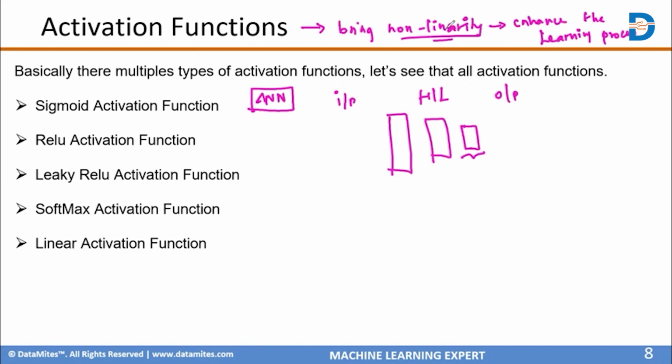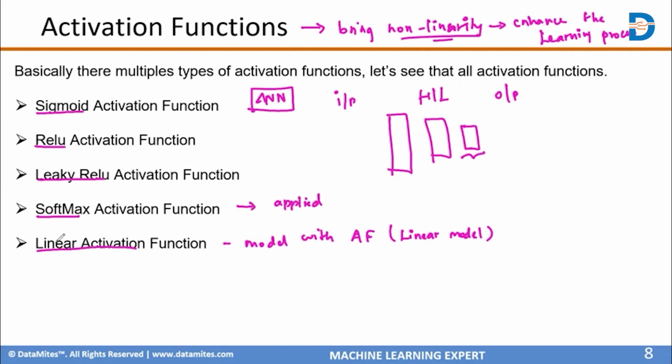There are different activation functions. First is sigmoid, ReLU, leaky ReLU, softmax, and the linear activation function. A model without any activation function usually acts like a linear model. If you don't want any non-linearity added to our data, in such a case we can make use of linear activation functions. Then softmax is basically applied in our output layers.